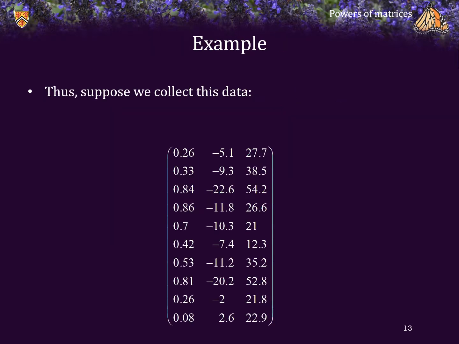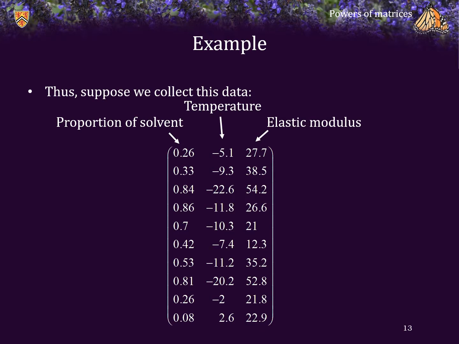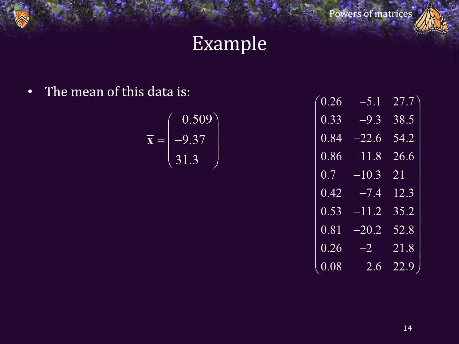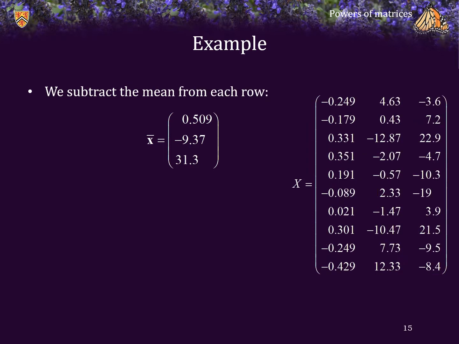Suppose we collect the following data, where we are having 10 different preparations of a blended polymer. Suppose that the first column represents the proportion of solvent for each of the runs, the second gives the temperature in degrees Celsius, and the final is the elastic modulus of the result. Now, the mean of the proportions, temperatures, and elastic moduli are shown here in this vector x bar, and we can subtract that from each of the entries of the data. All right, so having done so, we now have the matrix X.